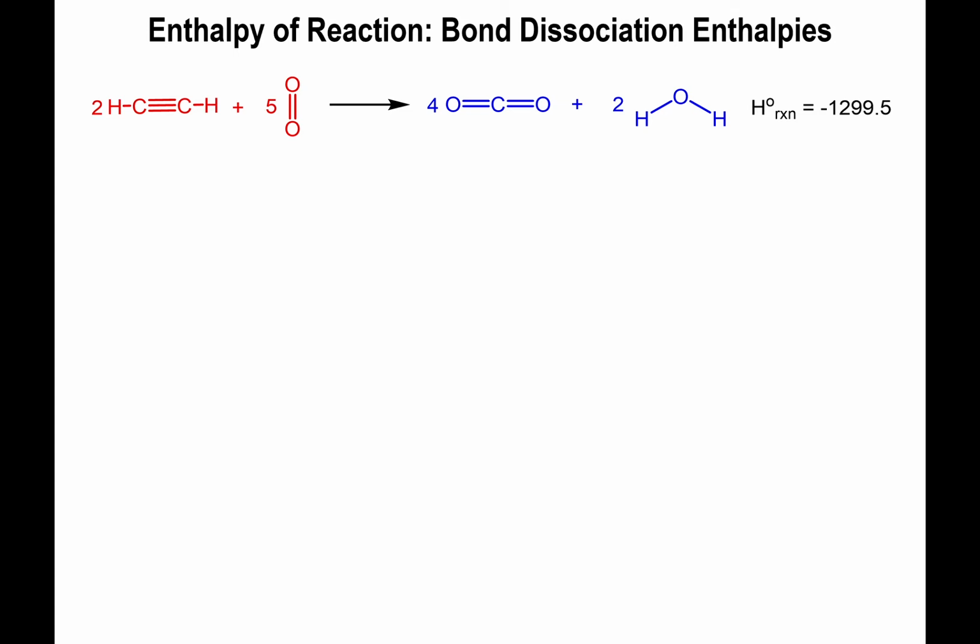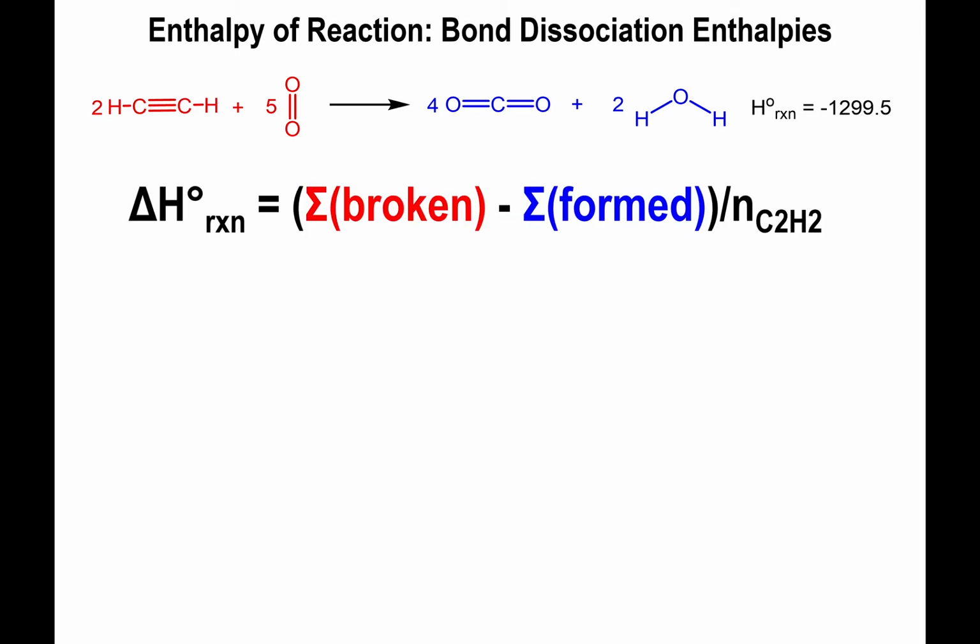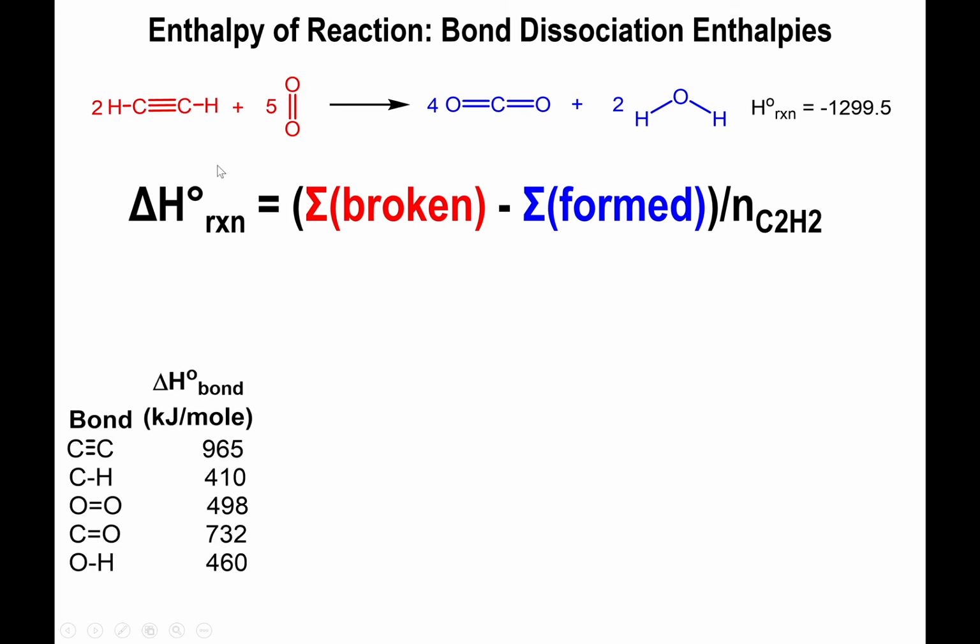One way of finding out that value is by using bond dissociation enthalpies. And the formula that you use for this is the sum of the bonds broken minus the sum of the bonds formed. Bonds broken being represented by the bonds of the reactants, and the bonds formed being represented by the bonds of the products. At the end, we divide this by the moles of the substance in question, which is usually the organic molecule. So provided you have the bond dissociation enthalpies of those types of bonds handy, then you could utilize this equation to find out the enthalpy of the reaction.